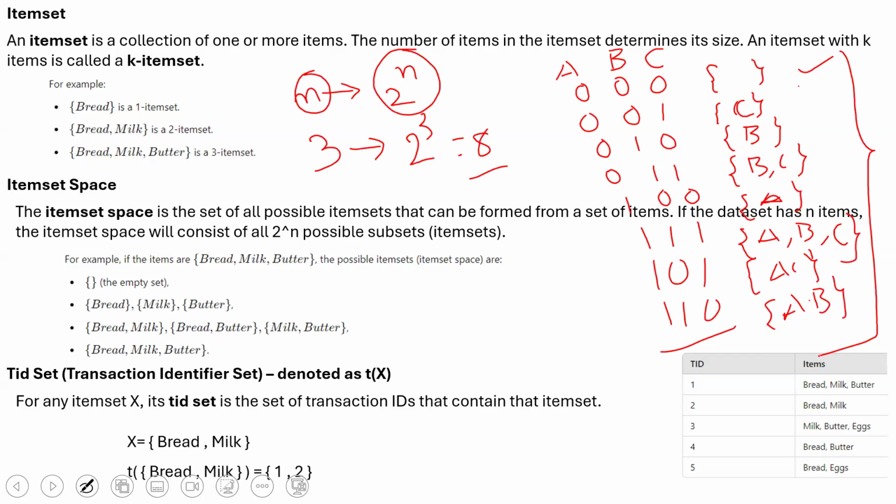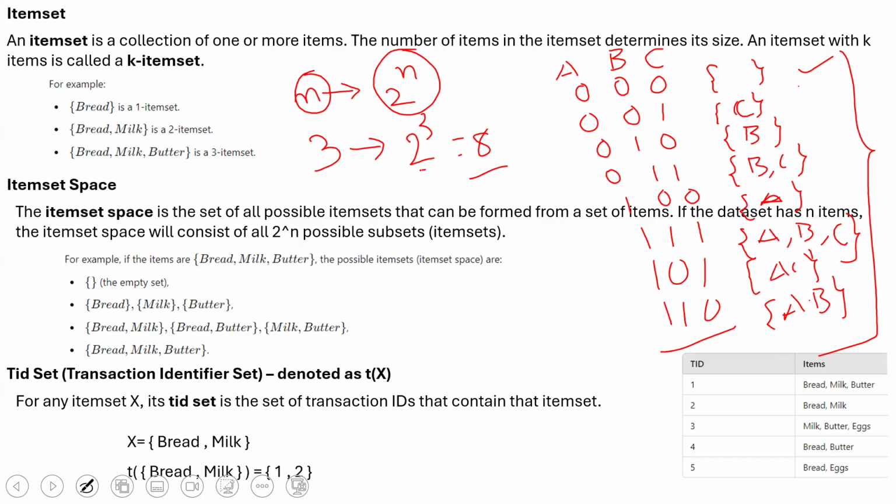Okay. Item is a single product. Item set is the number of products in each transaction. Item set space means all the possible combinations that can be formed with those items is called as item set space. The total number of possible subsets of a given number of items is 2 to the power of n, which is equal to, in this case we have taken three products, so the total number of items in the item set space is equal to 8.